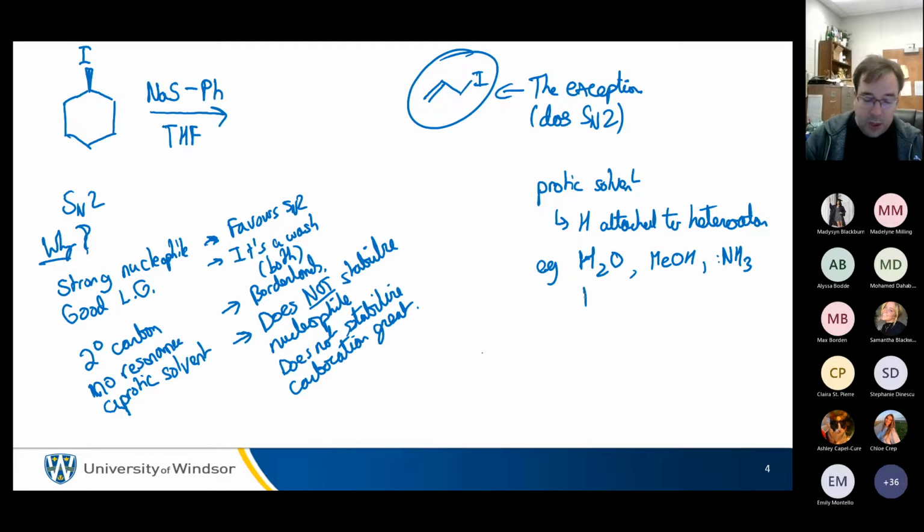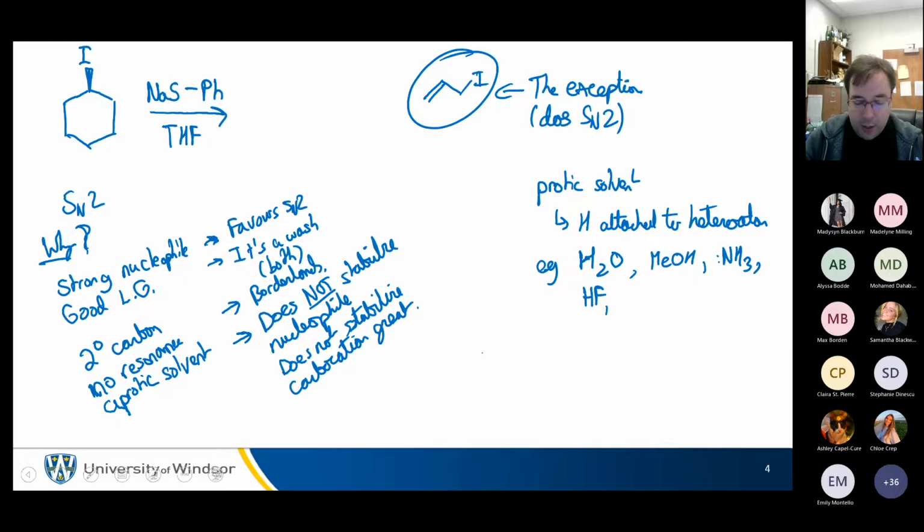You can do reactions in neat hydrogen fluoride. I do not recommend it. I've done it once. It was the scariest thing I've ever done in my life. But it's a protic solvent.